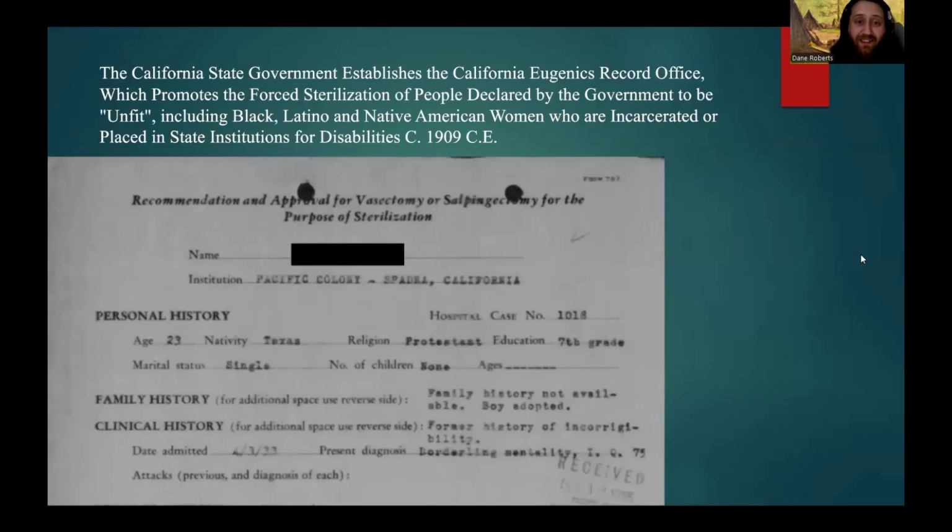And on top of this, in 1909 CE, the California state government would establish the California Eugenics Record Office, which promoted the forced sterilization of people declared by the government to be unfit, including Black, Latino, and Native American women who were incarcerated or placed in state institutions for disabilities. And I really want everyone watching this to take a look at this document right here, because this is a document recommending sterilization of a Native American individual.